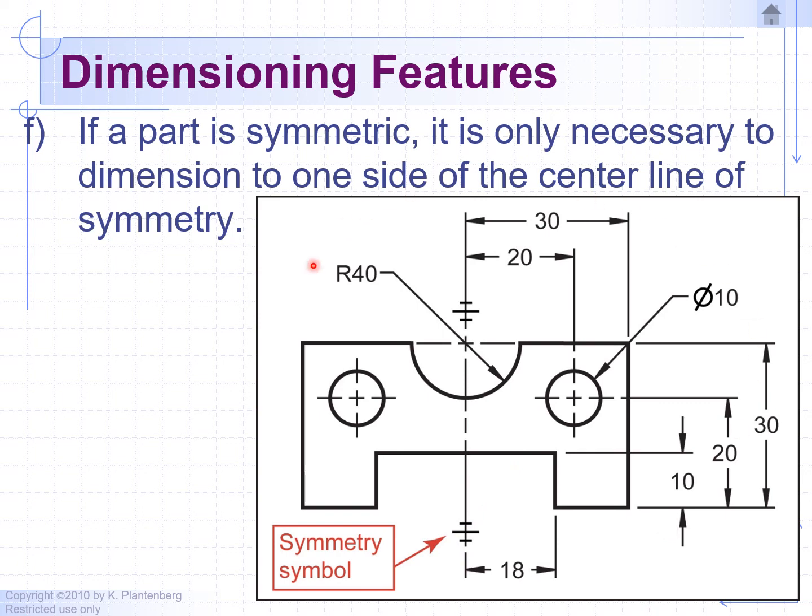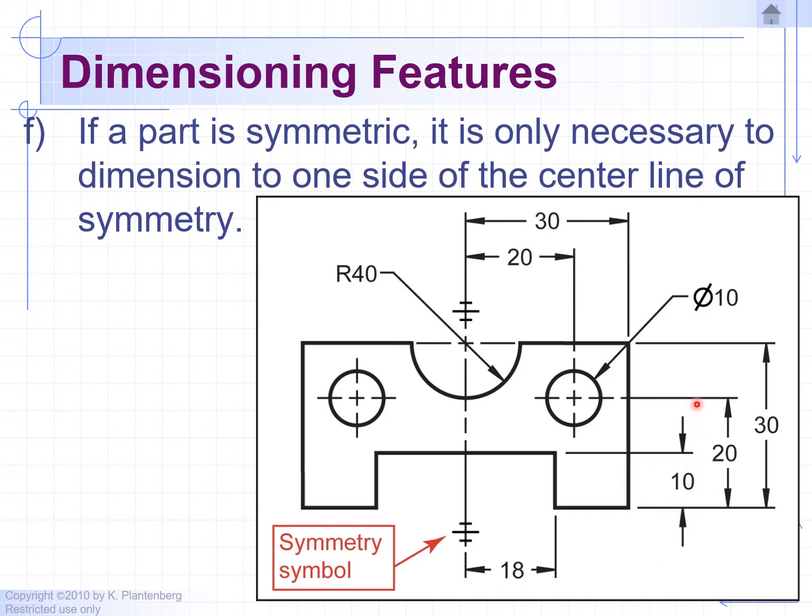Okay, so when you're dealing with a symmetrical part, one of the things that you can do is dimension half the object, as shown here, 20, 30. You don't have to go 20, 30 again. So to avoid having to dimension twice, because it's symmetrical, all you have to do is dimension half of it. Okay, and here we have a radius of 40. Again, because it's not a complete circle, we go with radius. When it's a complete circle, we go with diameter.